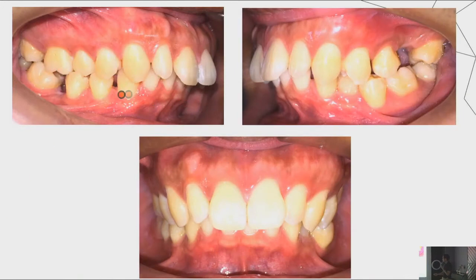right? So as this mandible rotates upward and forward, this canine would also come a little bit forward, but it's not going to go into full Class 1. Okay? And that would somehow correct your whole case.